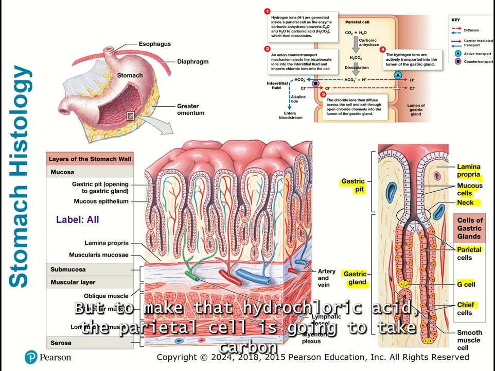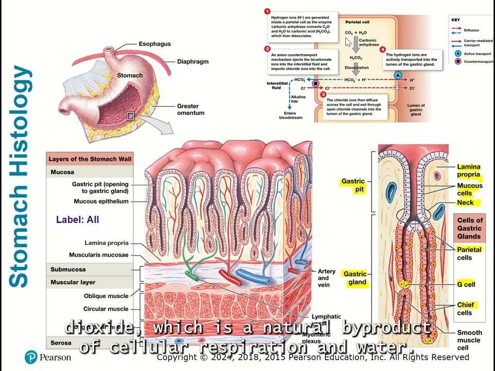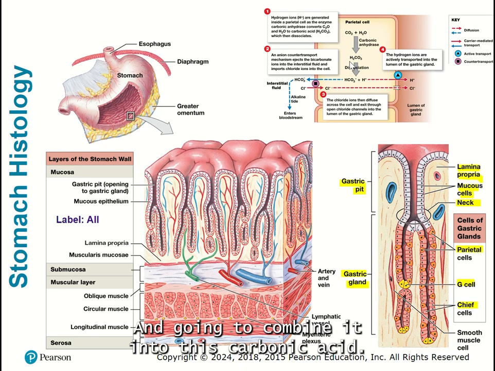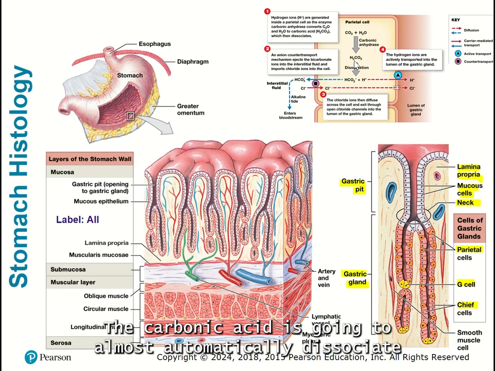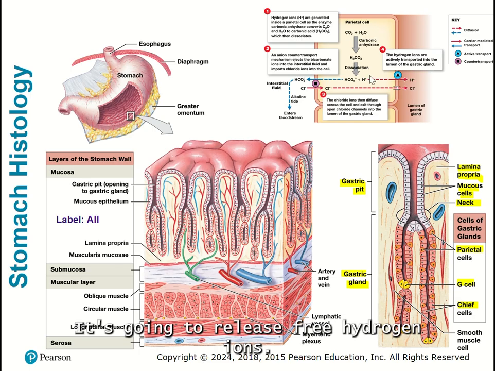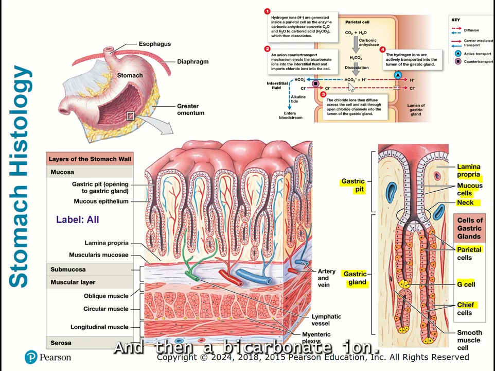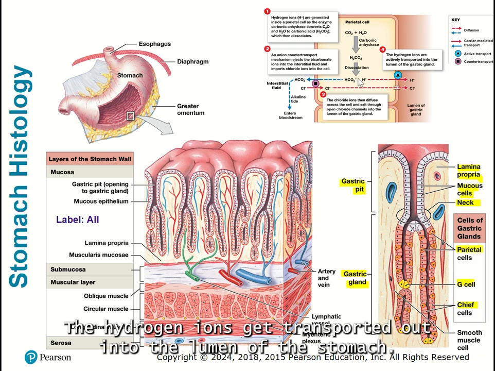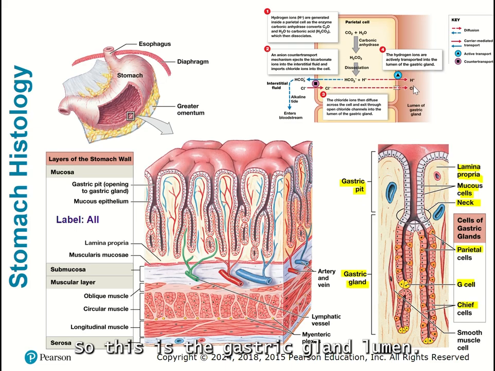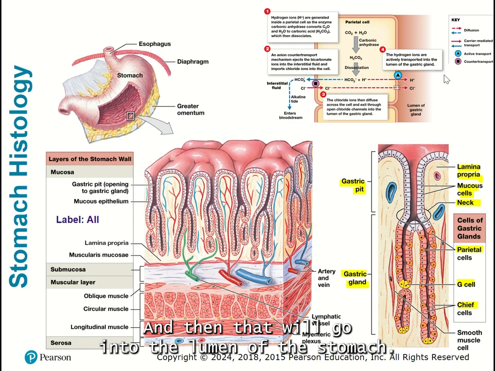But to make that hydrochloric acid, the parietal cell is going to take carbon dioxide, which is a natural byproduct of cellular respiration, and water, and combine it into carbonic acid. The carbonic acid is going to almost automatically dissociate, and when it dissociates, it's going to release free hydrogen ions and then a bicarbonate ion. The hydrogen ions get transported out into the lumen of the stomach. So this is the gastric gland lumen, and then that will go into the lumen of the stomach.